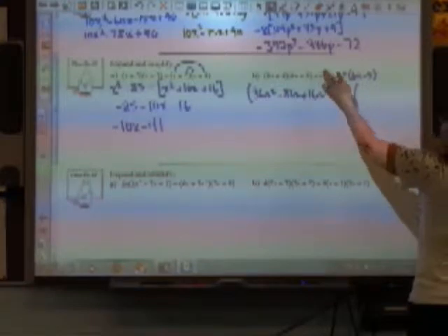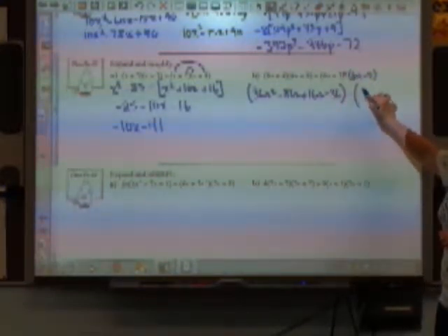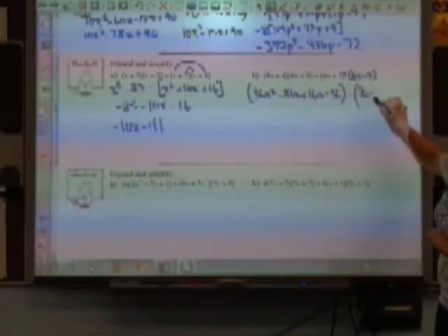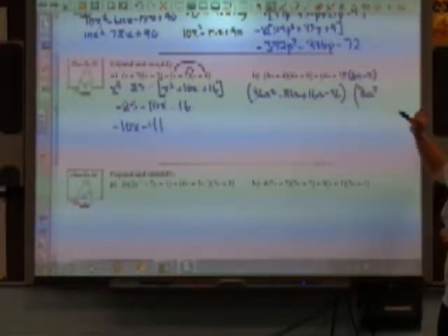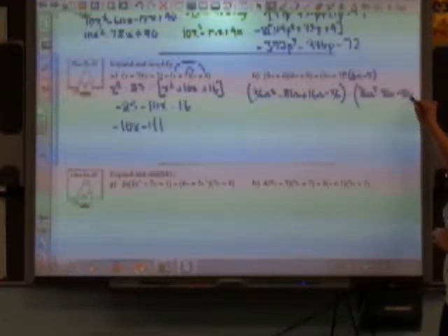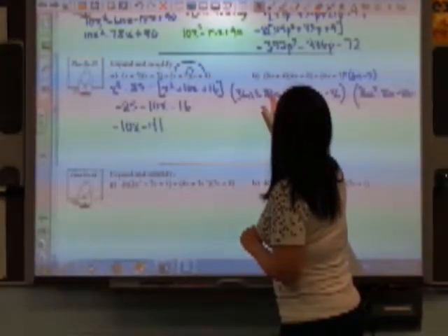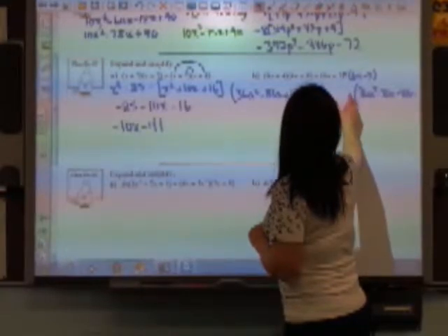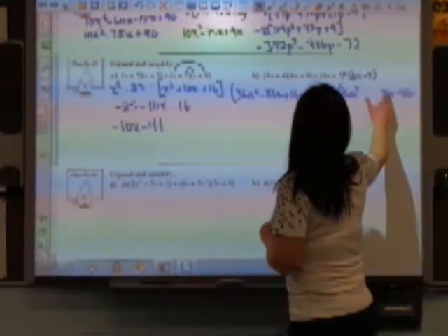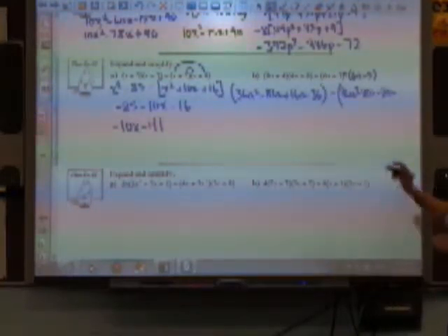So I'm subtracting all of this stuff. So 6a times 6a. 6a times negative 5. Yep. And I have 2 of those. And then negative 5 times negative 5. 25. Yep. Did you say negative 25 or positive 25? Positive.